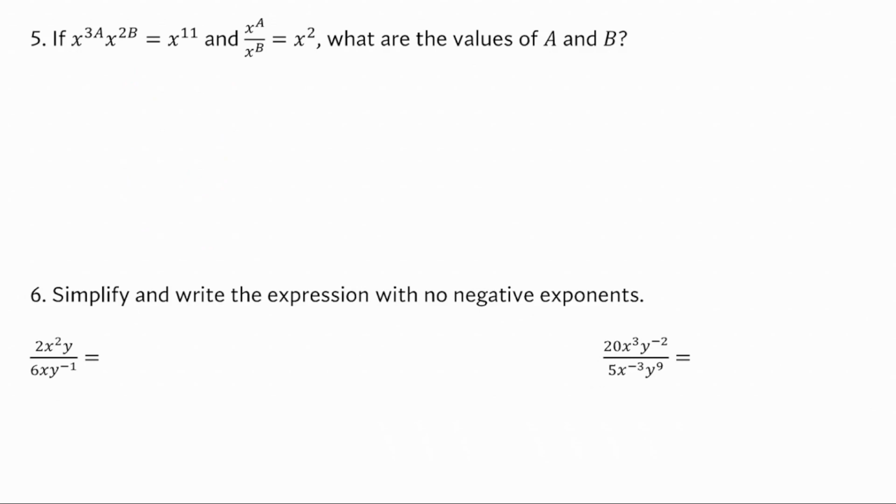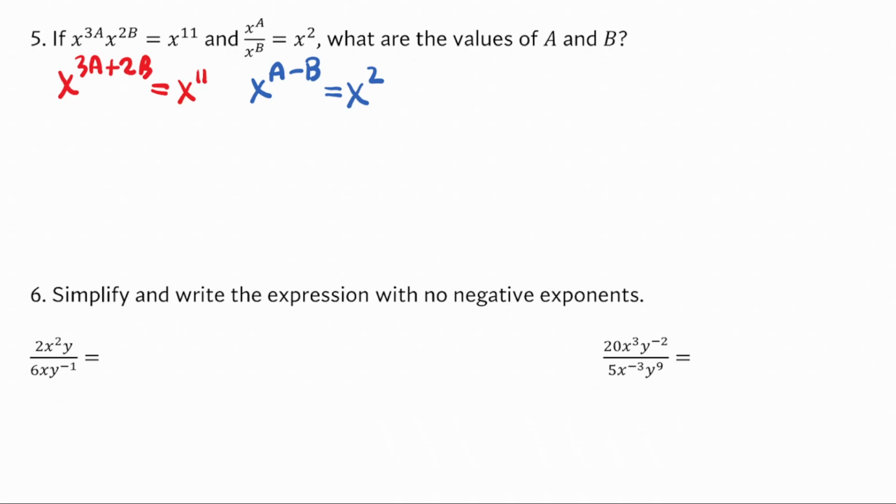This next one, that was the one I was thinking about, where you had to maybe set up a system or something. So x to the 3a times x to the 2b equals x to the 11. Well, we know that that's x to the 3a plus 2b, because we're multiplying those things. And x to the a divided by, that's equal to x to the 11. And then we also know that x to the a divided by x to the b is x to the a minus b.